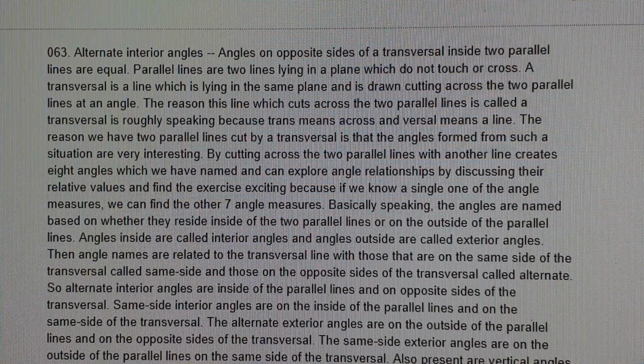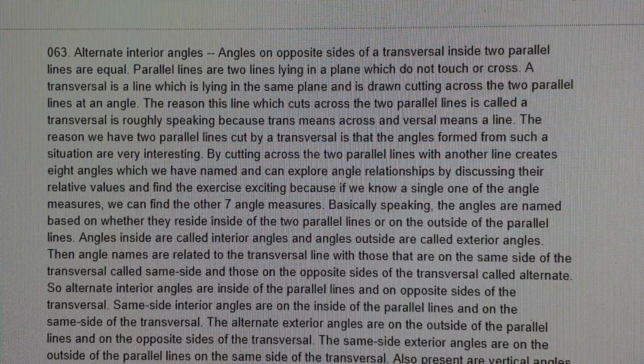Basically speaking, the angles are named based on whether they reside inside of the two parallel lines or on the outside of the parallel lines. Angles inside are called interior angles, and angles outside are called exterior angles. Then angle names are related to the transversal line, with those that are on the same side of the transversal called same side, and those on opposite sides of the transversal called alternate. So, alternate interior angles are inside of the parallel lines and on opposite sides of the transversal.